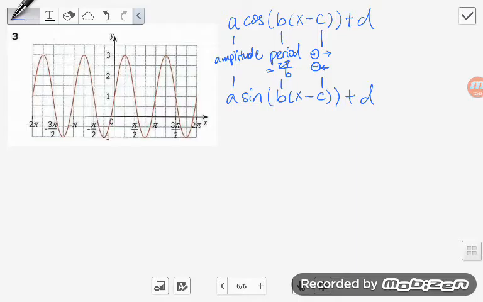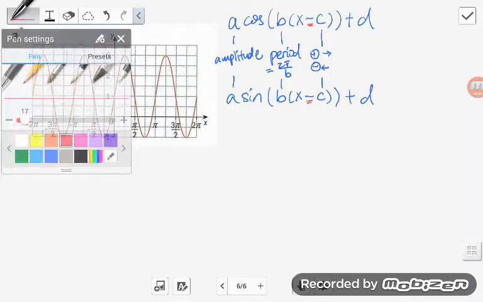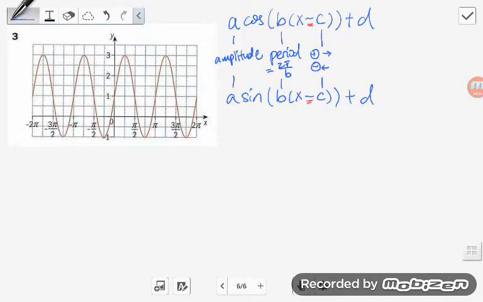Keep in mind that under this standard form, we have a minus, so please be careful with that. The standard form has x minus c. If c is positive, it is a horizontal shift to the right. If c is negative, it is a horizontal shift to the left. Now D is my vertical translation. If D is positive, then it goes up. If D is negative, then it goes down.